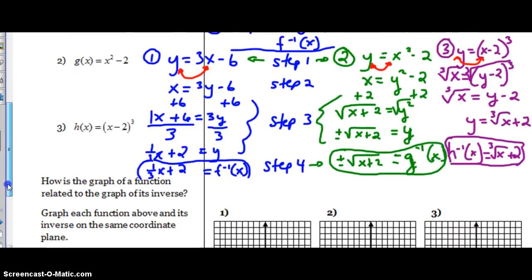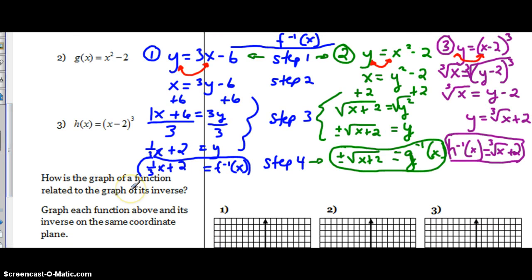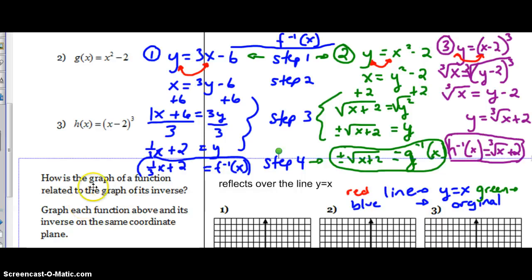Now we want to talk about how the graph of a function is related to the graph of its inverse. I want you to remember that it reflects over the y equals x line. So remember that the graph of a function is related to the graph of its inverse by reflecting over the y equals x line. So go ahead and write that down.